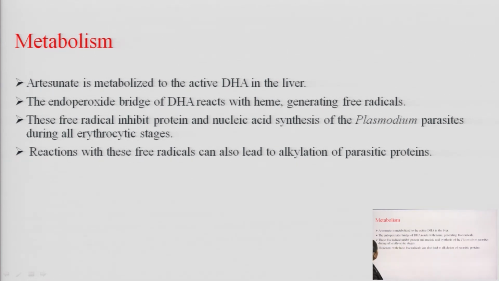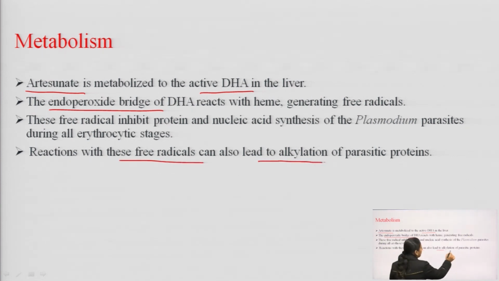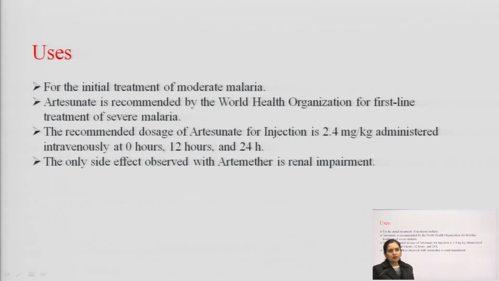If we talk about the metabolism, artesunate is metabolized to the active DHA in the liver. The endoperoxide bridge is responsible for the antimalarial activity because it destroys the membrane by binding covalently. Reactions with these free radicals can also lead to alkylation of parasitic proteins. Next, uses: it is used for moderate malaria. It is recommended by the WHO for the first line treatment of malaria.